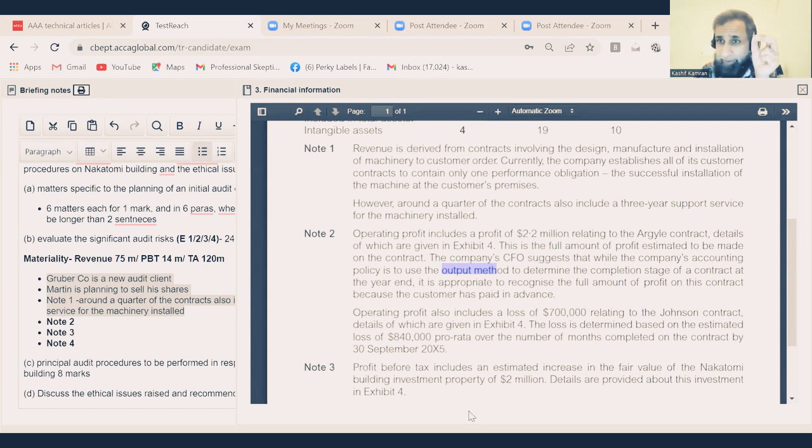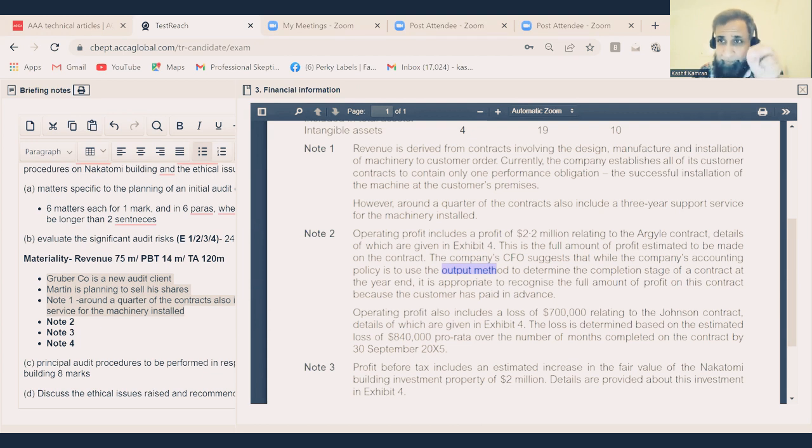In the output method, which is the right accounting policy, you should determine the stage of completion on the basis of the work certified. And on the basis of the stage of completion of the work certified, what is the amount of profit you can recognize? You can only recognize the amount of profit by virtue of the stage of completion. Can you recognize the full profit? No. Can you recognize the profit by virtue of the stage of completion? Yes. Can you record the profit in the operating profits? Yes. So what has the management done wrong?